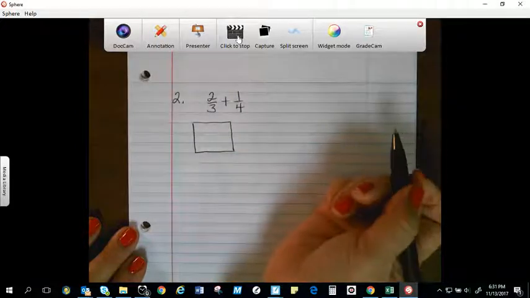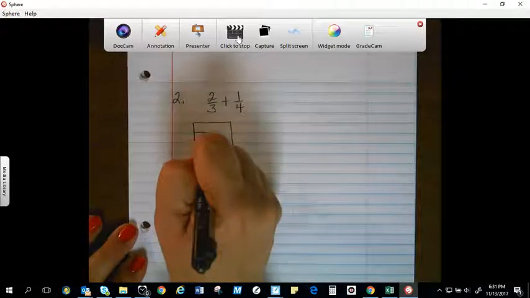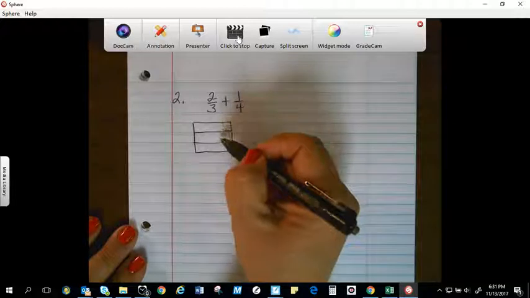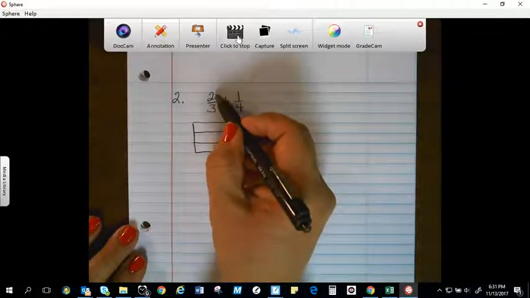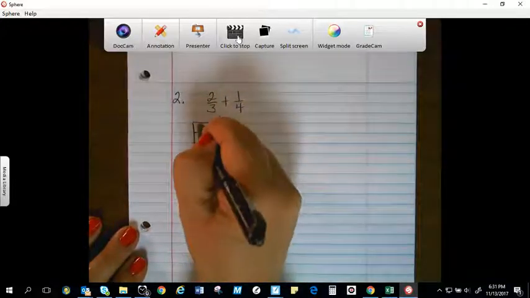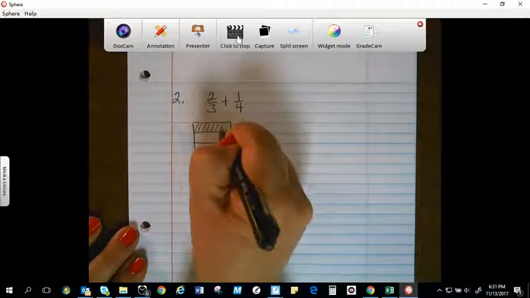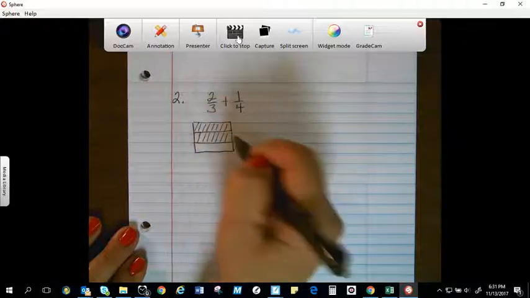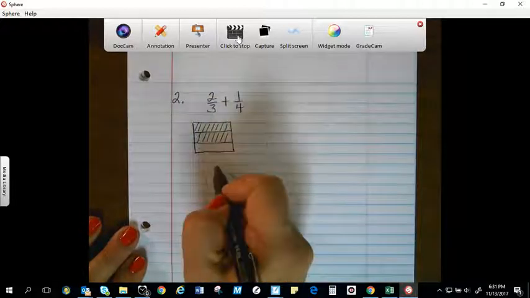I made a square, and I need to have 3 equal parts. So here I have 1, 2, 3. Well, I need to shade in 2 of the 3. That's 1, 2. So this makes it 2/3.